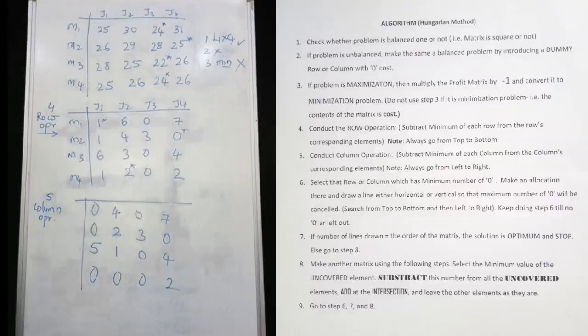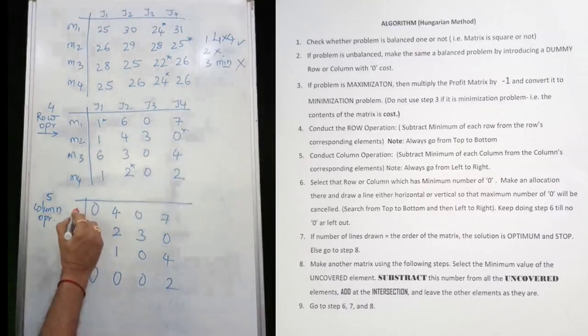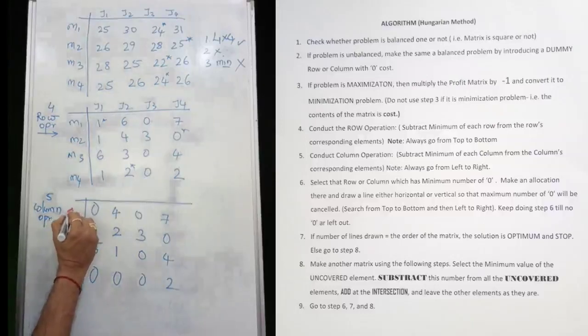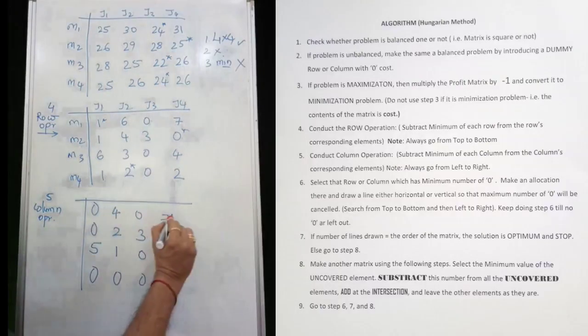Now I'll start my allocation. That is step number 6. What does step number 6 tell you? It tells you to select that row or column which has a minimum number of zeros. Let's start. I will take the M1 row. How many zeros? 2 zeros.